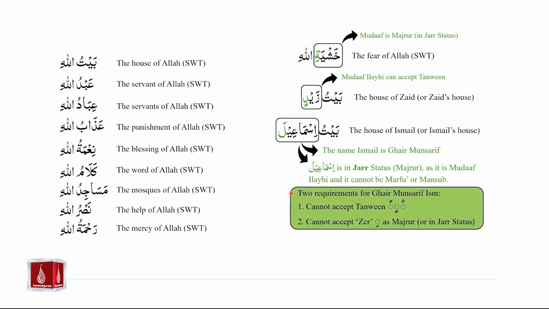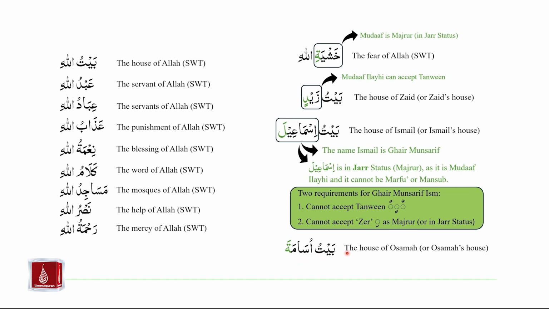To recall ghair munsarif asma, each ghair munsarif ism will have two requirements. Number one, it cannot accept tanween. Number two, it cannot accept zair in the jar status. Baitu Usamata, just like Baitu Ismaila, also has zabar at the end rather than us saying Baitu Usamati.